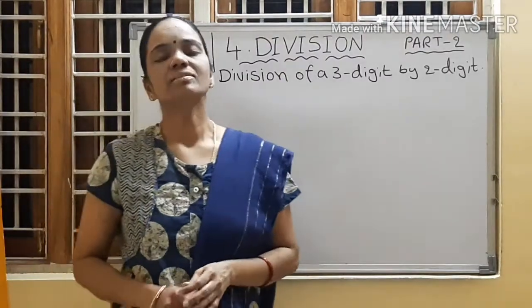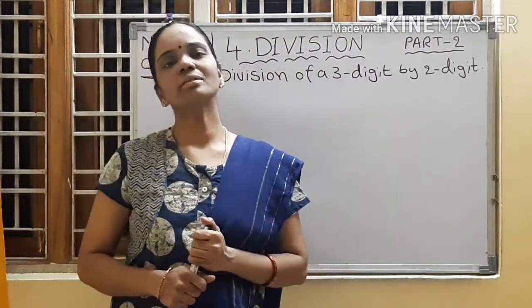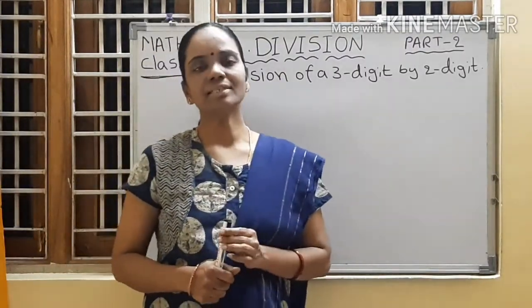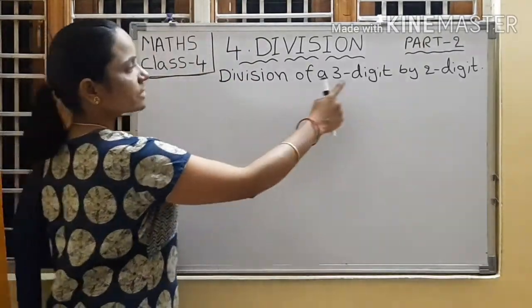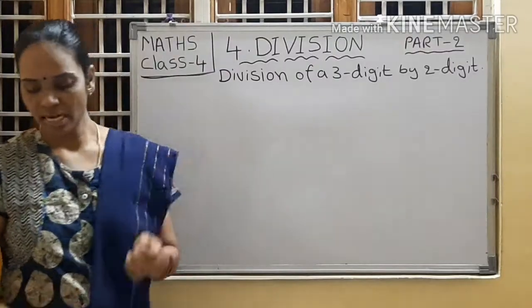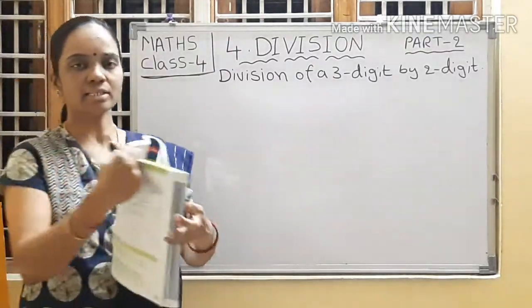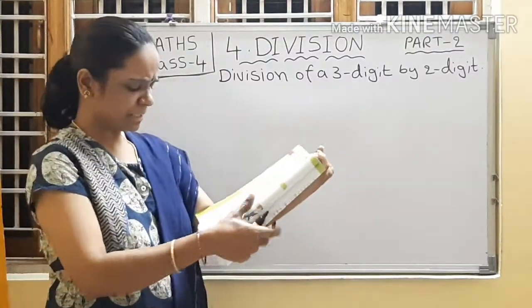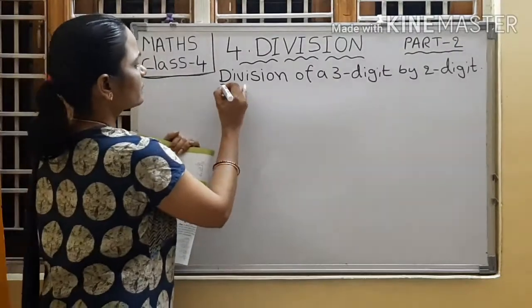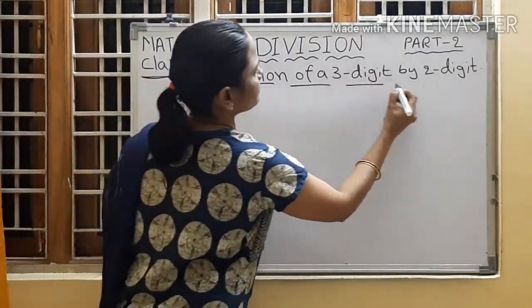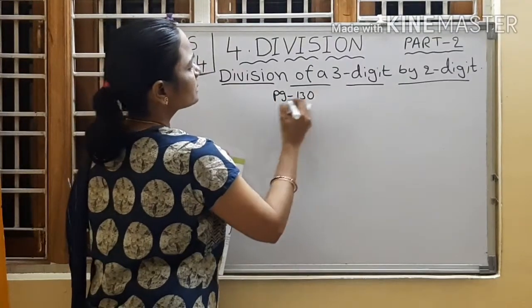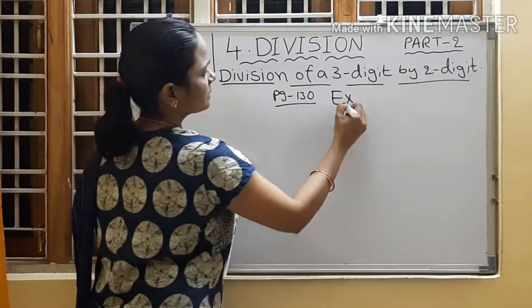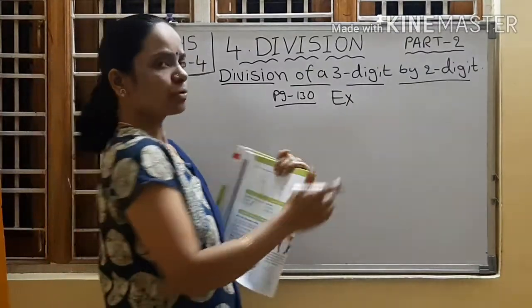So today I am going to solve our textbook problems, children. Everyone take your class works and note down. First I am going to take division of a 3-digit number by 2-digit. Take your class works and textbook also. Open page number 130, Exercise number 4.2.